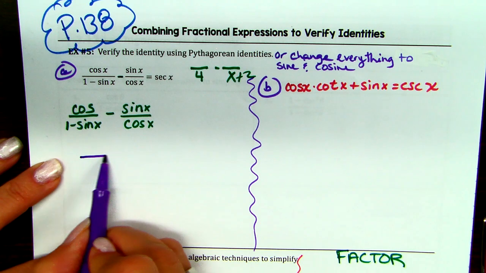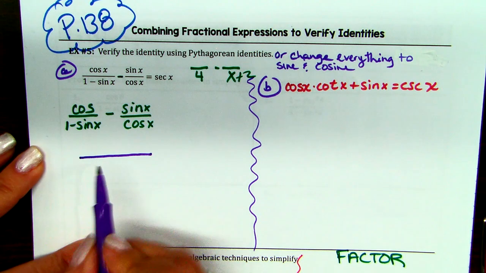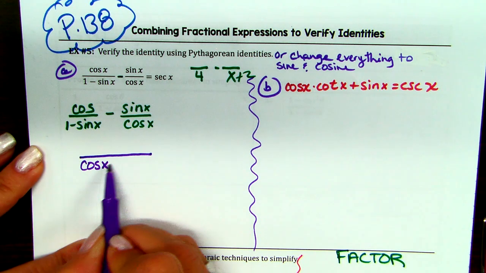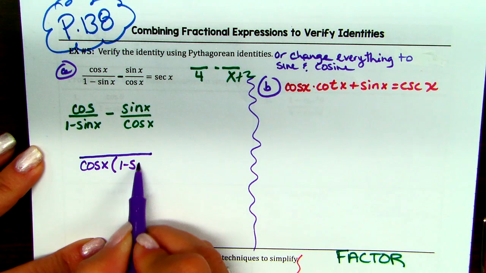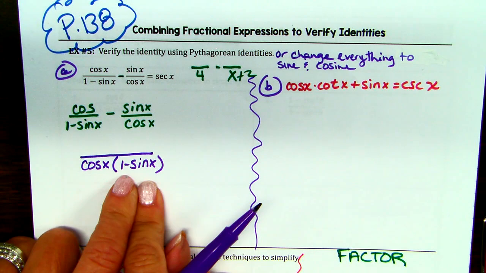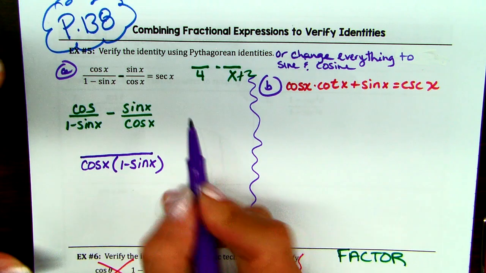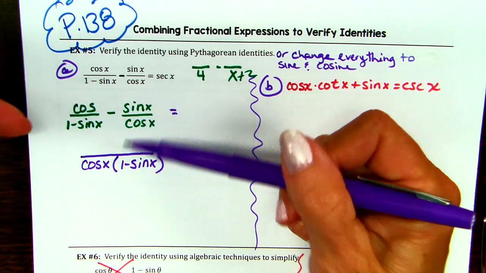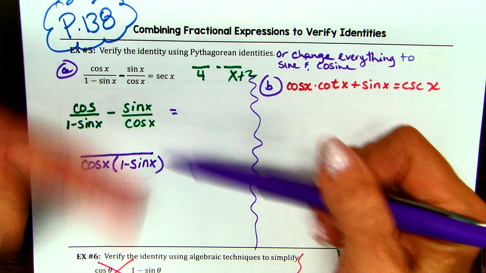So that's what I'm going to do. I know what my common denominator is going to be. It's going to be those two denominators. And you can write them in any order, right, because it's multiplication. This is just what I chose. I like to put the monomial in front of the binomial. So this is my goal, is to make these two fractions each have that denominator, okay?